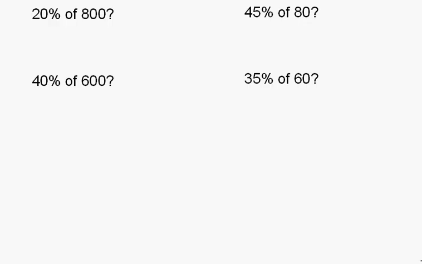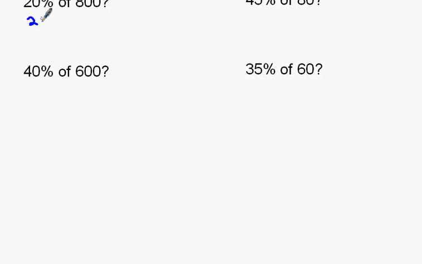Okay, to start things out, you're going to need a little bit of a reminder or an introduction to how to do percents. Some of these, if you look at 20% of 800, well, you might remember that 20% means just 20 for every 100, or 20 per 100. So you could write it this way, 20 per 100.